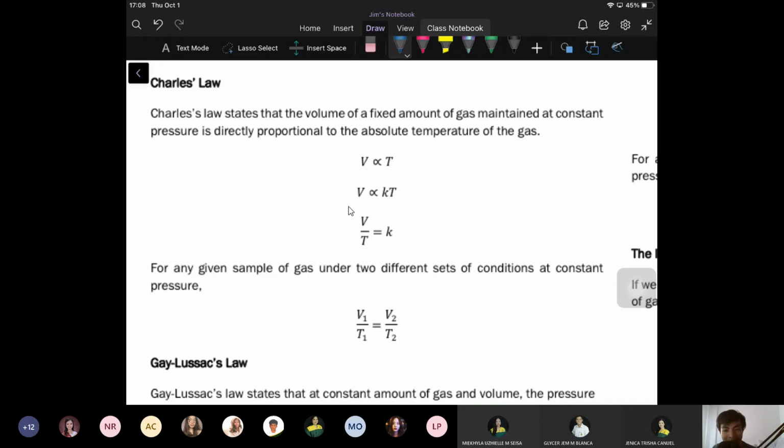Kasi whenever the temperature is increasing, ano nangyayari sa gases? When you increase the temperature, the gases become excited. The energy that they get from the high temperature, yun yung reason bakit sila nagiging mas magalaw. So since magalaw-galaw yung gases natin, ano mangyayari? They will occupy bigger volumes. So, mas lalaki yung volume ng gases doon.